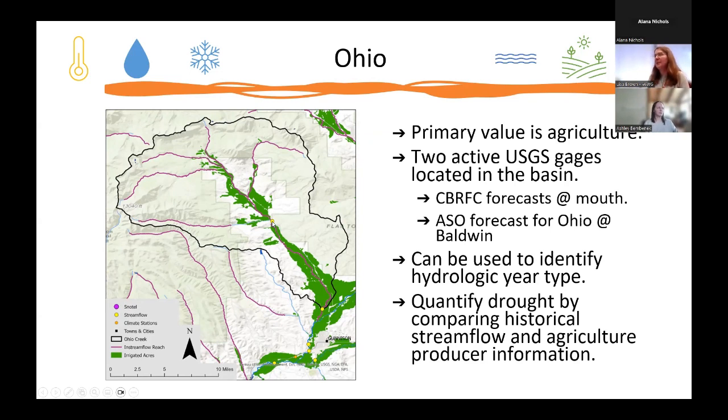And basically, these can start to identify the hydrologic year type. I think what we're ultimately gunning for is being able to quantify drought by comparing historical stream flow, and then the community in this area would be the agricultural producer information, and then start pulling in some of those environmental metrics as well to say what is drought based on both that physical flow reality, and then when are we starting to feel impacts.